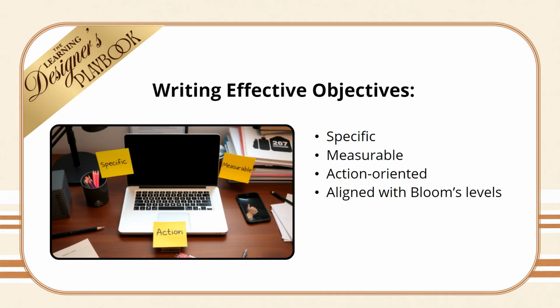For example, instead of saying, understand teamwork, you might say, demonstrate effective teamwork by contributing at least 3 ideas during a group project. Instead of know safety rules, you might write, apply safety protocols by identifying hazards in 3 case studies. Notice how these objectives are observable and measurable. Bloom's taxonomy helps by giving you a list of verbs that correspond to different levels of learning, like define, analyze, design, or evaluate. Using these verbs ensures that your objectives can guide both instruction and assessment.